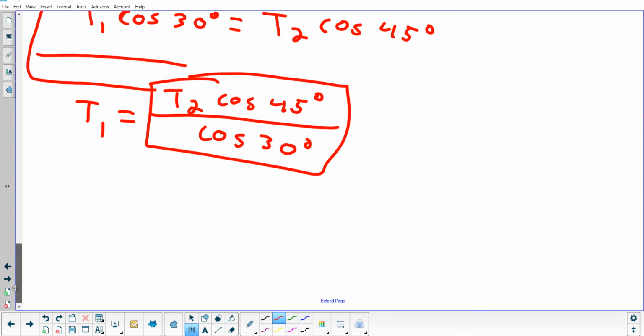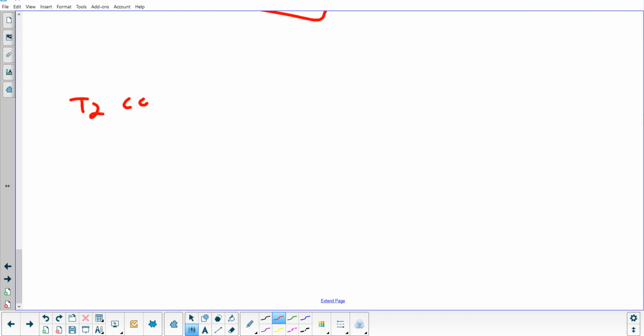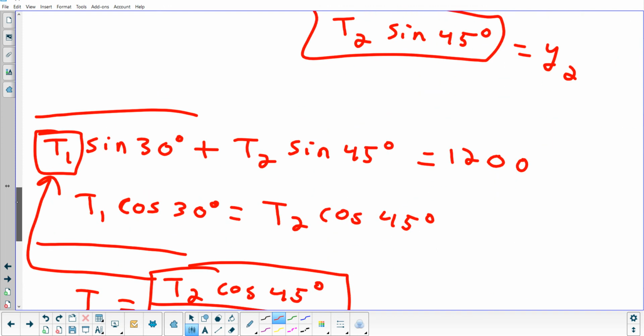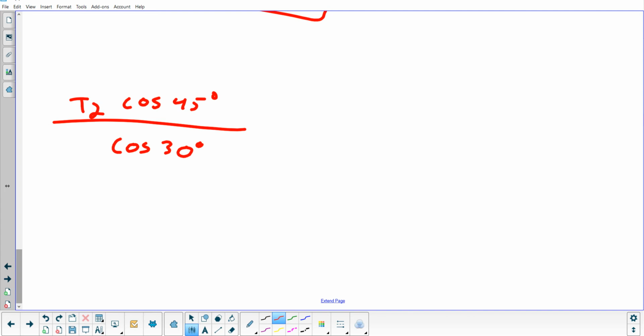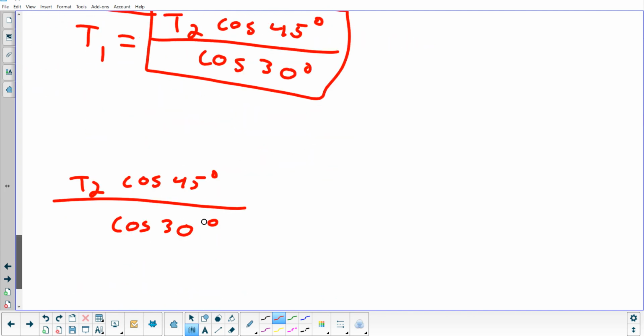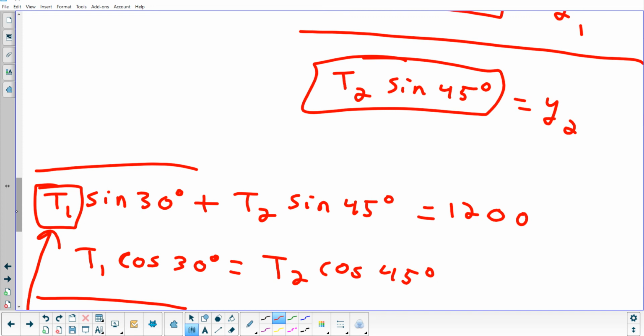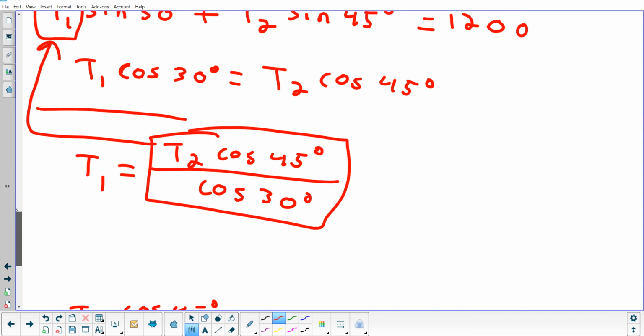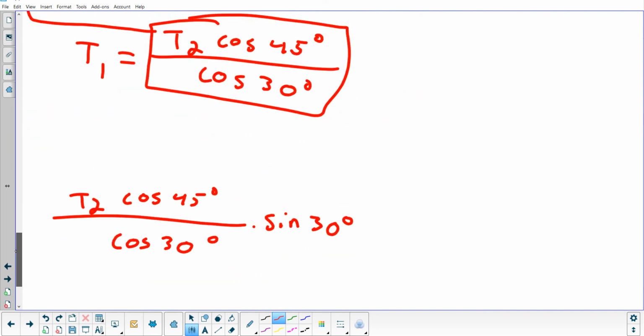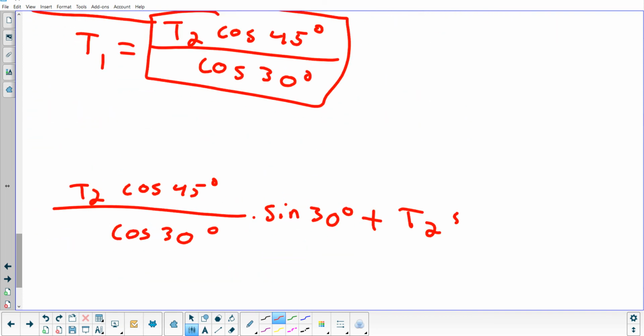So T2 cosine 45 over cosine 30, times sine 30, plus T2 sine 45. And what's that equal to? 1200. Now, how many different variables are in that equation? One. Easy. Just one variable. If somebody has a calculator, that's going to help in a second.